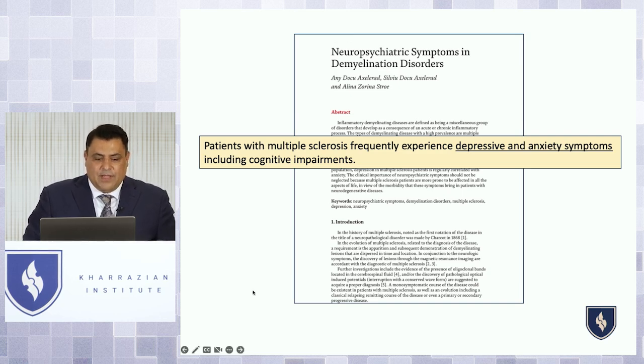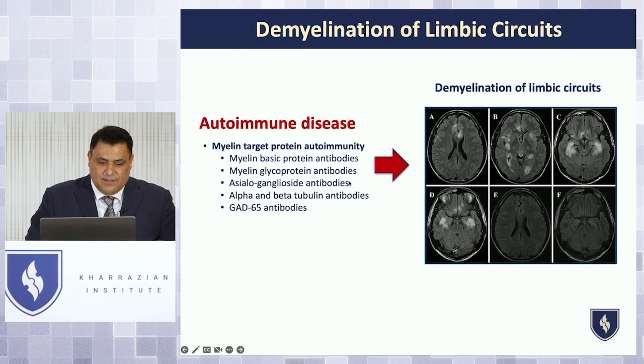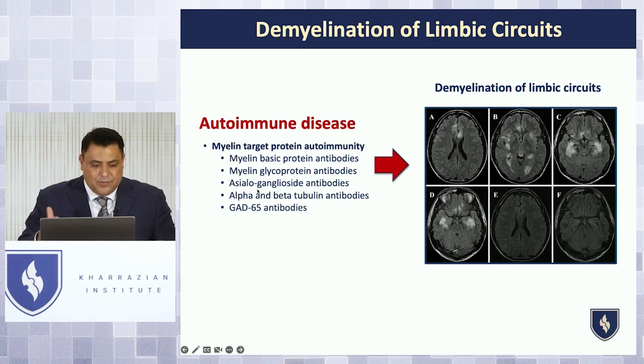Here's another paper. Patients with multiple sclerosis frequently experience depressive and anxiety symptoms, including cognitive impairments. So these are the main autoantibodies you should always check. This is the list. If you suspect their mood disorder may be autoimmune, whether it's major or minor depression, or it's generalized anxiety disorder, or it's social phobia, it doesn't really matter. These are the key pathways you want to check.